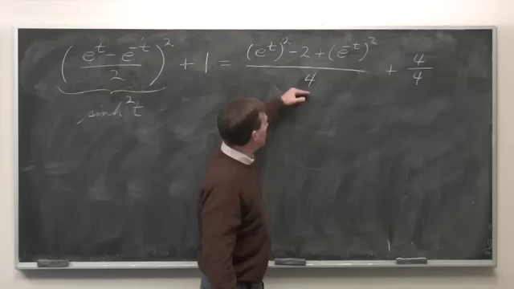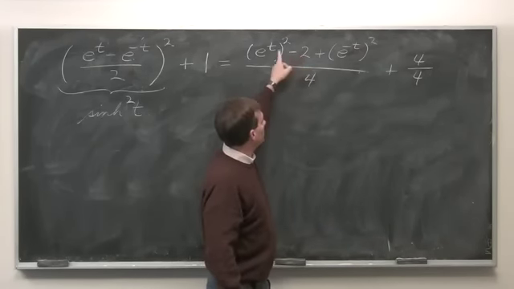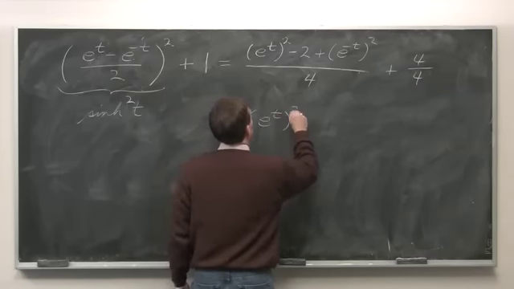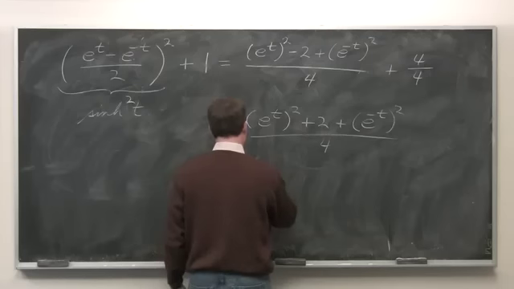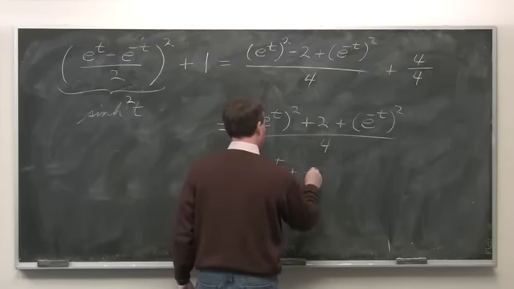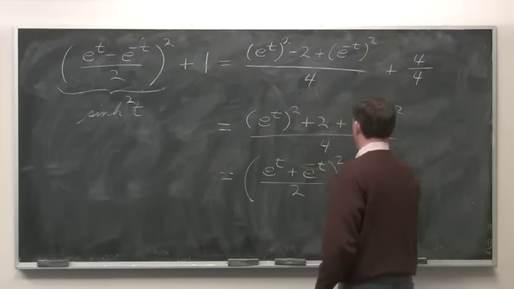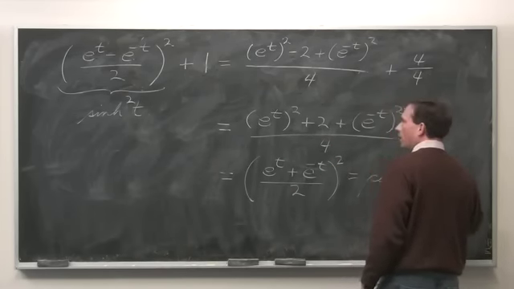Now that we have a common denominator of 4, we just add 4, and that effectively just changes this minus 2 to a plus 2. So you end up with e to the t squared plus 2 plus e to the minus t squared over 4. This is exactly what we would have gotten had we squared this with a plus sign there. But that's hyperbolic cosine squared. This is e to the t plus e to the minus t over 2, quantity squared. But that's hyperbolic cosine squared.